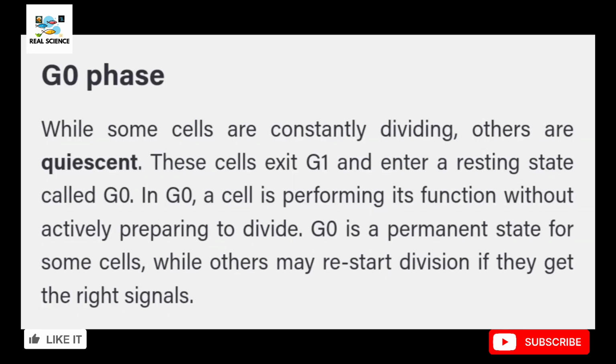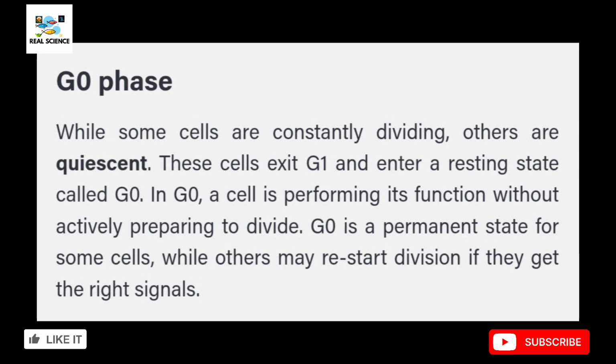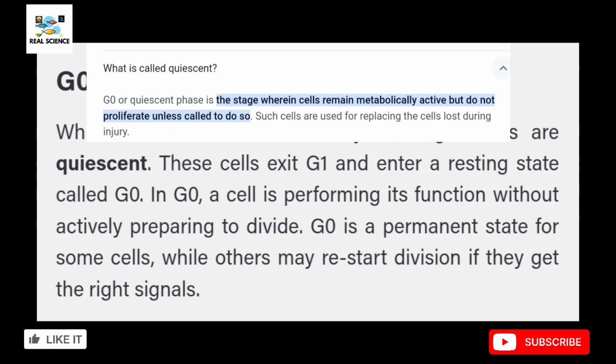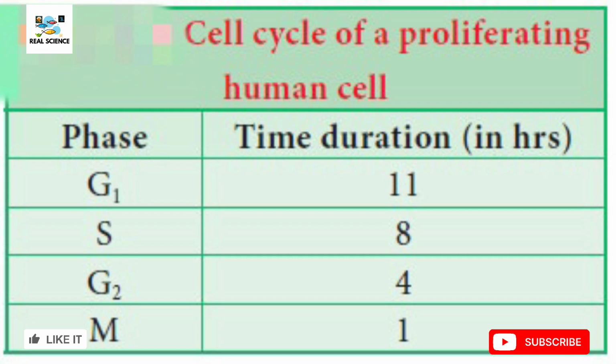In this, while some cells are constantly dividing, others are quiescent. These cells exit G1 and enter a resting state called G0. In G0, a cell is performing its function without actively preparing to divide. G0 is a permanent state for some cells, while others may restart division if they get the right signals.